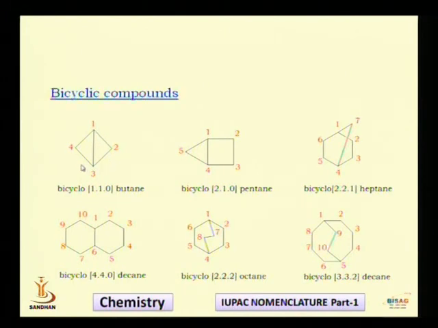So when we count the total number of carbon atoms, you will notice that there are a total of 4 carbon atoms. And from that table you will see that for a 4 carbon hydrocarbon, the name is butane. So you write butane and you have completed your job. Name is over. So the full name of this compound is bicyclo[1.1.0]butane.